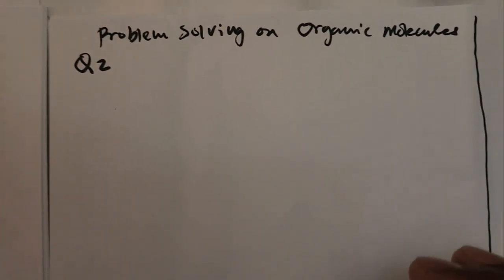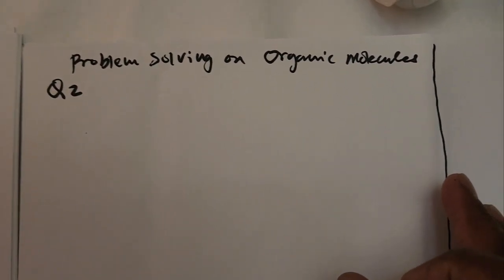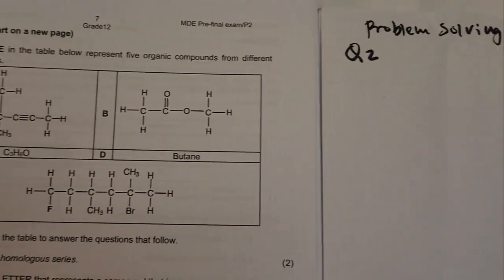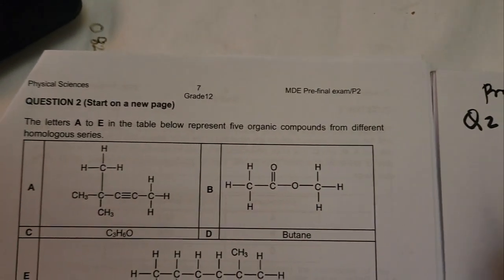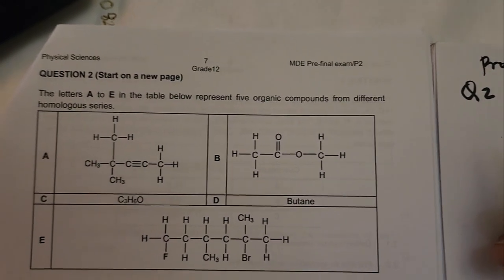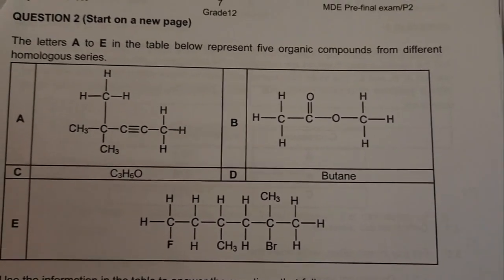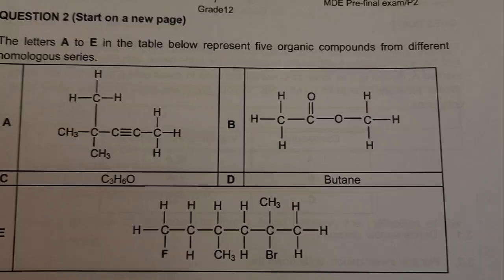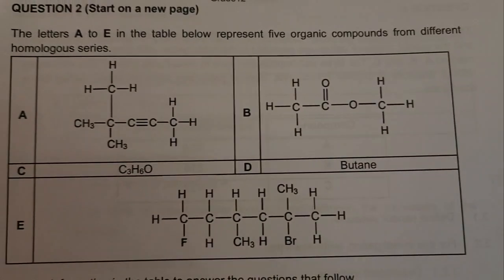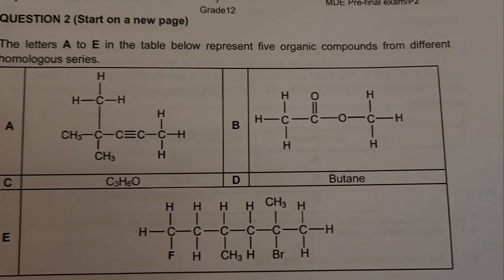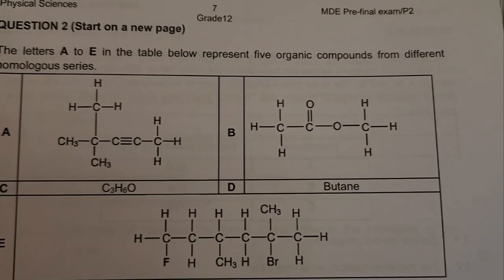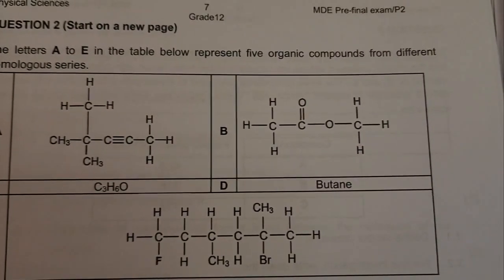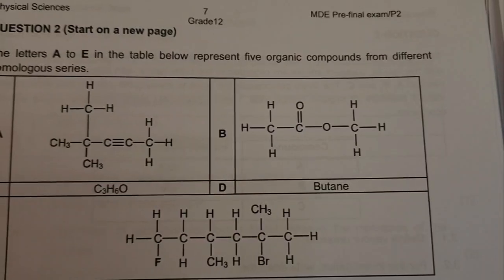One question is question number 2 in the organic molecules in paper 2, which deals with nomenclature, isomerism, functional groups, homologous series, and naming. This is the question. They say in the recent question paper, letters A to E in the table below represent 5 organic compounds from different homologous series.